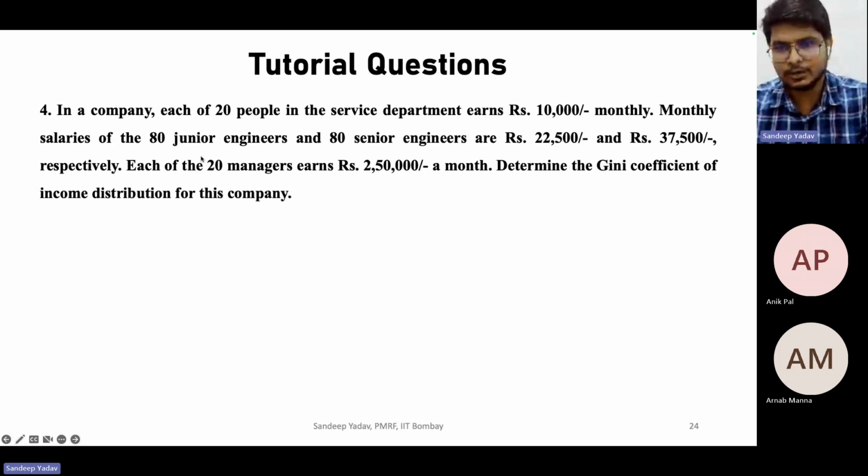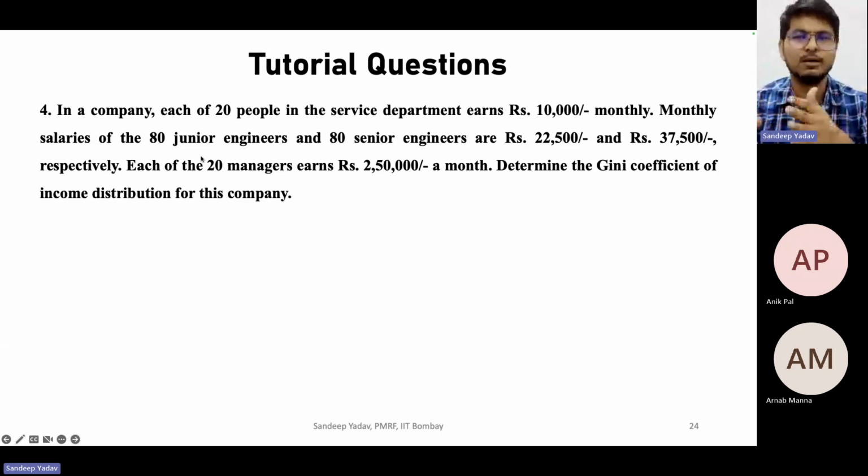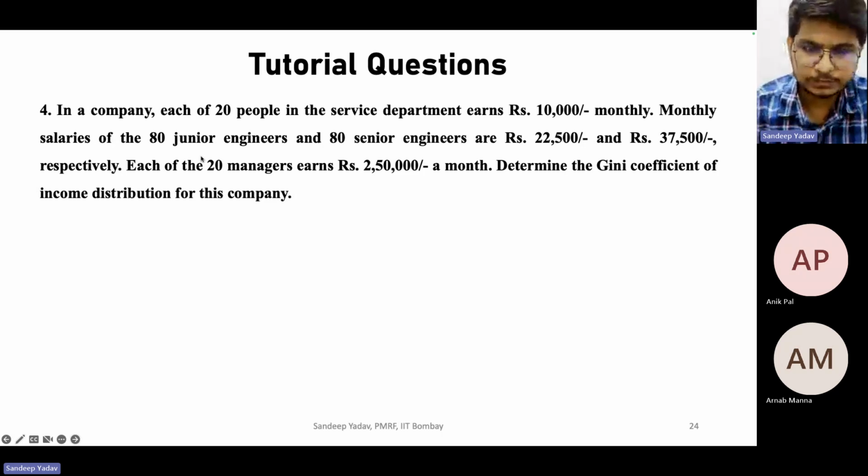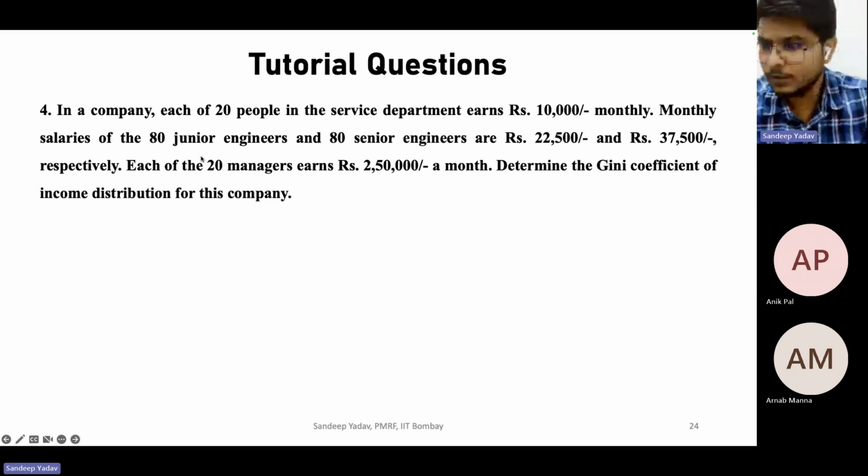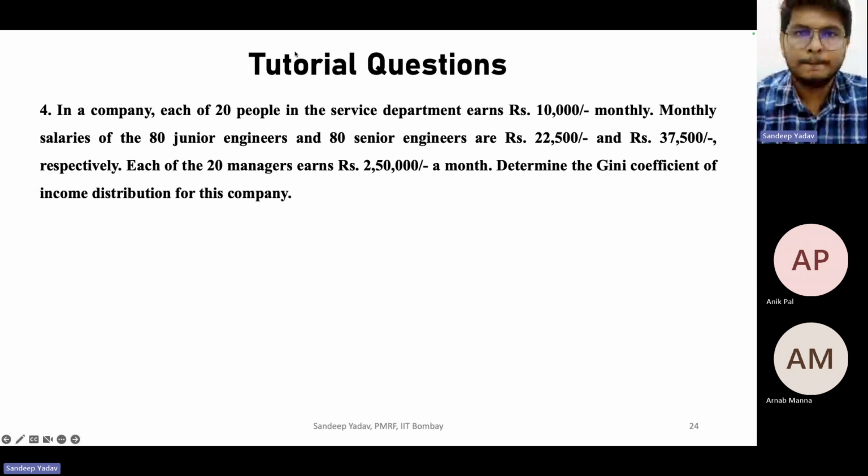Each of the managers earns 2,50,000 in a month. So right now, if you can see, there are 4 types of employees working in the company: service department, junior engineers, senior engineers, and managers. Now we have to determine the Gini coefficient of the income distribution of the company. So let's see.